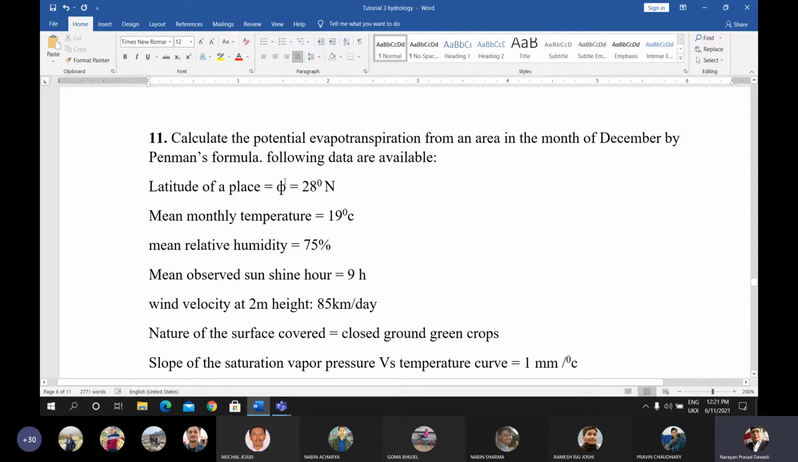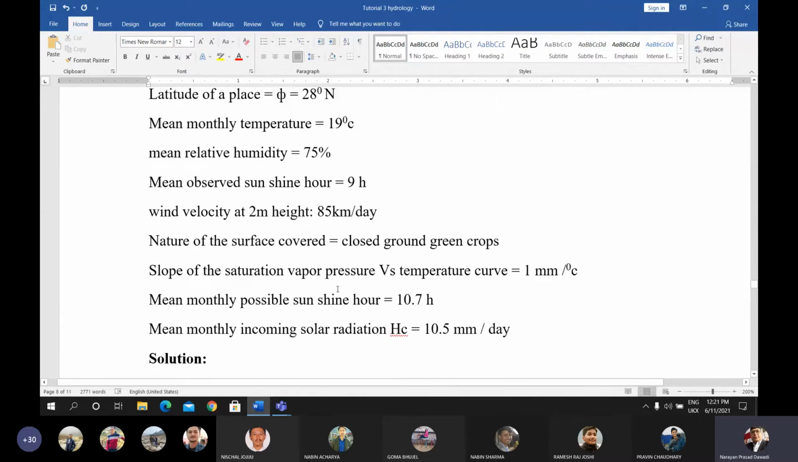Latitude of the area is 28 degree north. Mean monthly temperature is 19 degree Celsius. Mean relative humidity is 75%. Mean observed sunshine hour is 9 hours. Wind velocity at 2 meter height, 85 km per day. Nature of the surface cover, grass, close ground green crops. Slope of the saturation vapor pressure versus temperature curve, 1 mm per degree Celsius.